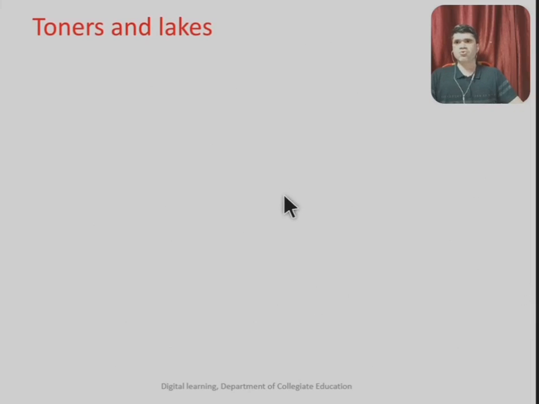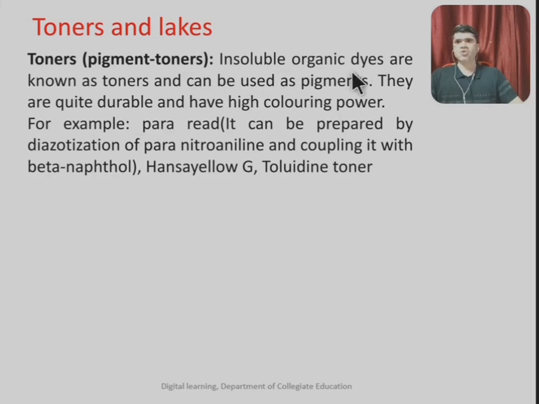Okay, next we will move to toners and lakes. So toners, insoluble organic dyes are known as toners and can be used as pigments. So usually these are dyes, organic dyes. Okay, so they are quite durable and have high coloring power. So example, para red, okay, and then Hansa yellow G, toluidine toner. So these are some of the examples, and this para red is prepared by diazotization. So diazotization of para-nitroaniline and coupling it with beta-naphthol gives para red.